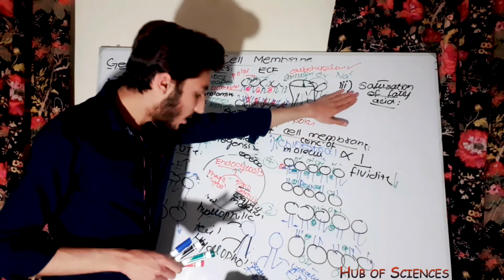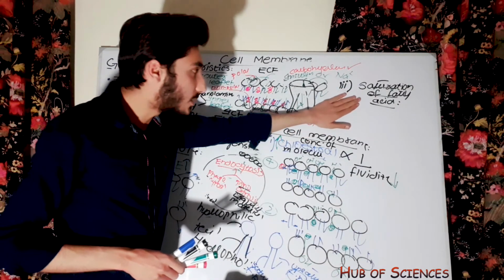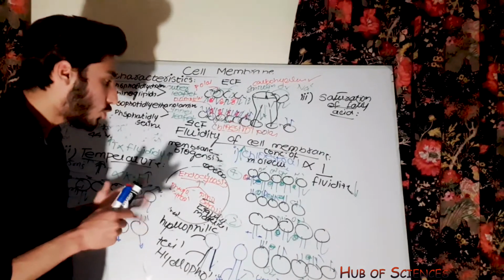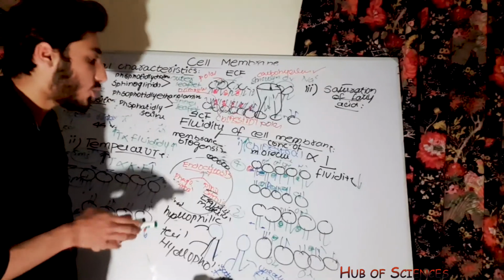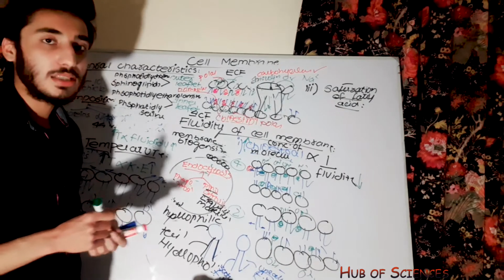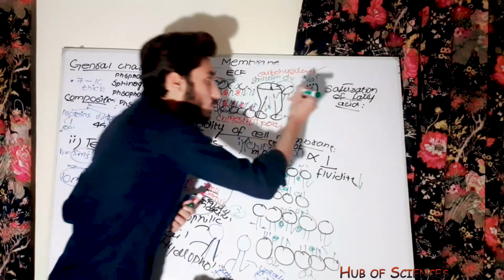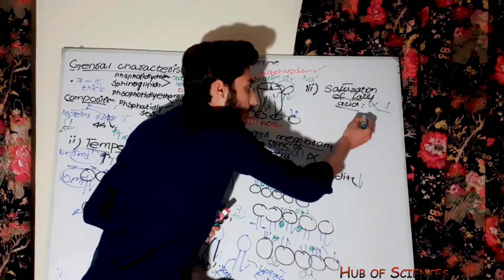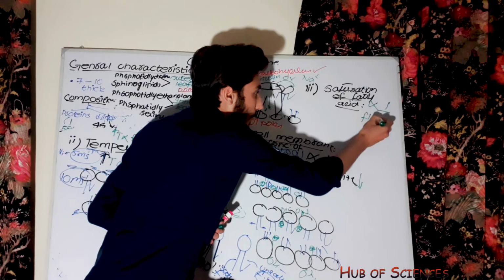So in the case of the saturated fatty acid, what will affect the fluidity of the cell membrane? Greater will be the saturation of the fatty acid, lesser will be the fluidity, while greater the unsaturation, greater will be the fluidity. So we can also say that the saturation of the fatty acid is inversely proportional to the fluidity of the cell membrane.